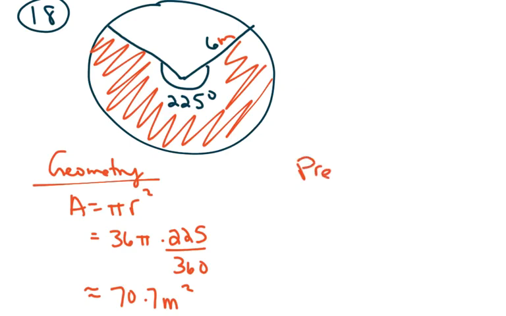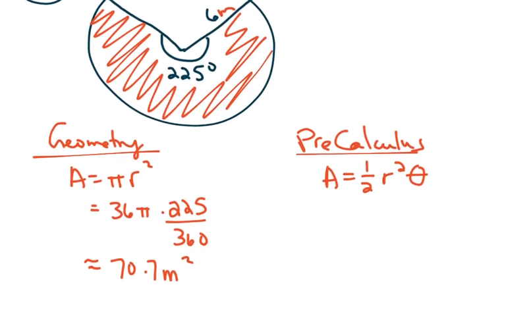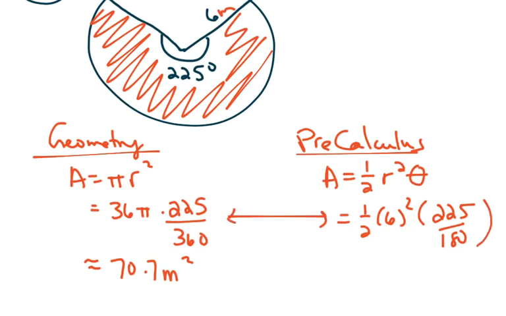In pre-calculus, the formula that we have for finding the area of a sector is 1/2 radius squared times theta, but theta is in radians. So we do 1/2 times 6 squared times 225 over 180. Do a quick comparison of these. You'll notice real fast that it's the same equation, which is why the answer is 70.7 meters squared.